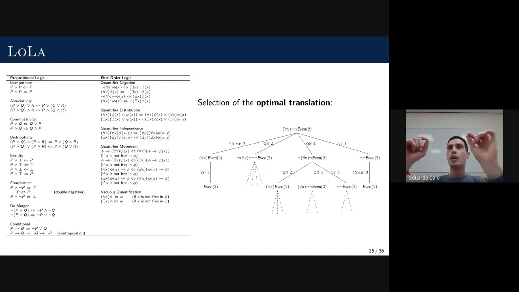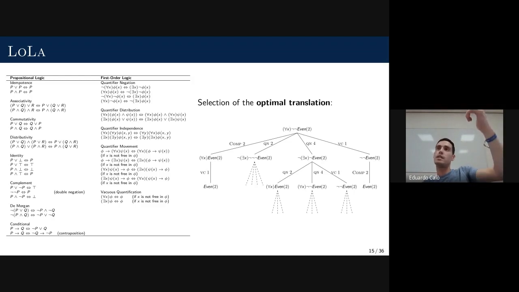How does it work? Given an input formula, all the possible logical equivalence rules are applied to the input formula up to a certain depth. As you can see here, you take this formula as input, then you apply 1, 2, 3, 4 rules, and you get these formulas which are logically equivalent to the input. And then you go on until a certain depth of the tree. We decided to set it experimentally at 5, but this number can, of course, be changed.